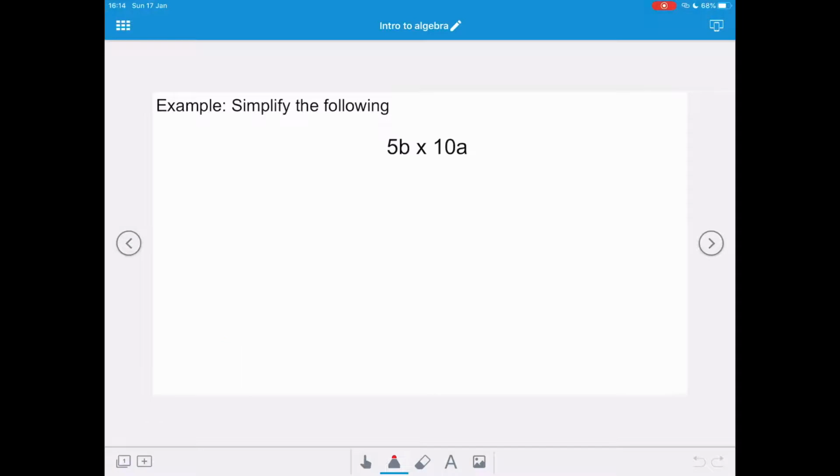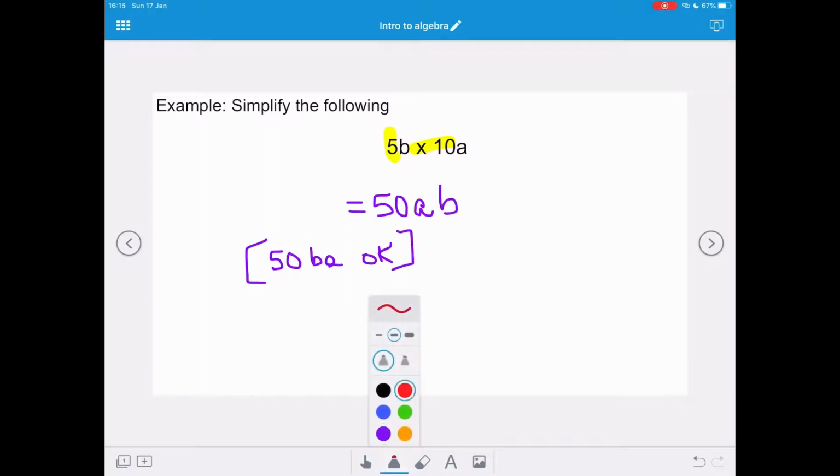Now in this example, we want to simplify 5b times 10a. So we've got numbers or coefficients on both of our terms, so we need to multiply them together. So 5 times 10 is going to give us 50, and then we just write the letters in alphabetical order, so it's 50ab. Now 50ba would also be an acceptable answer, but it's better to remember to put things in alphabetical order.